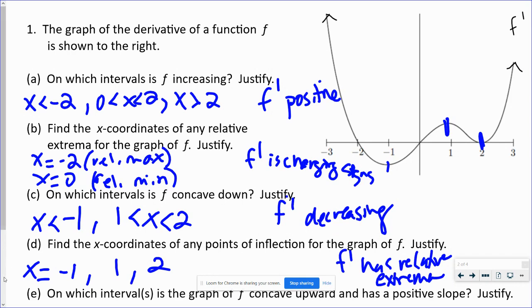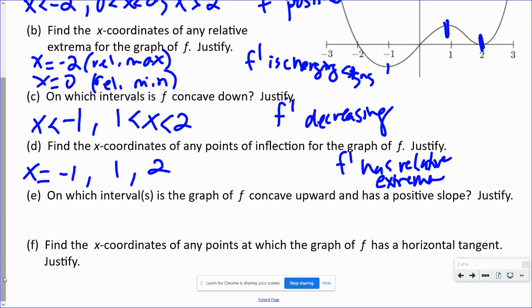All right. On which intervals is the graph of f concave up and has a positive slope? Okay, so let's talk about what that means for f prime. If f is concave up, that means f prime is increasing. And if f has a positive slope, well, f prime is the slope, so f prime has to be positive.